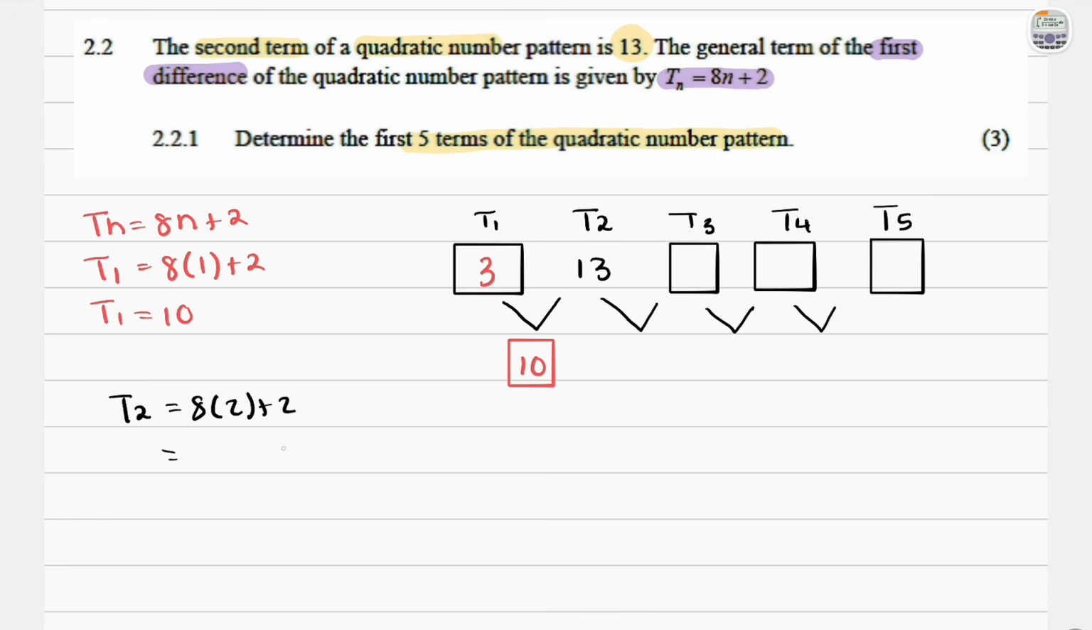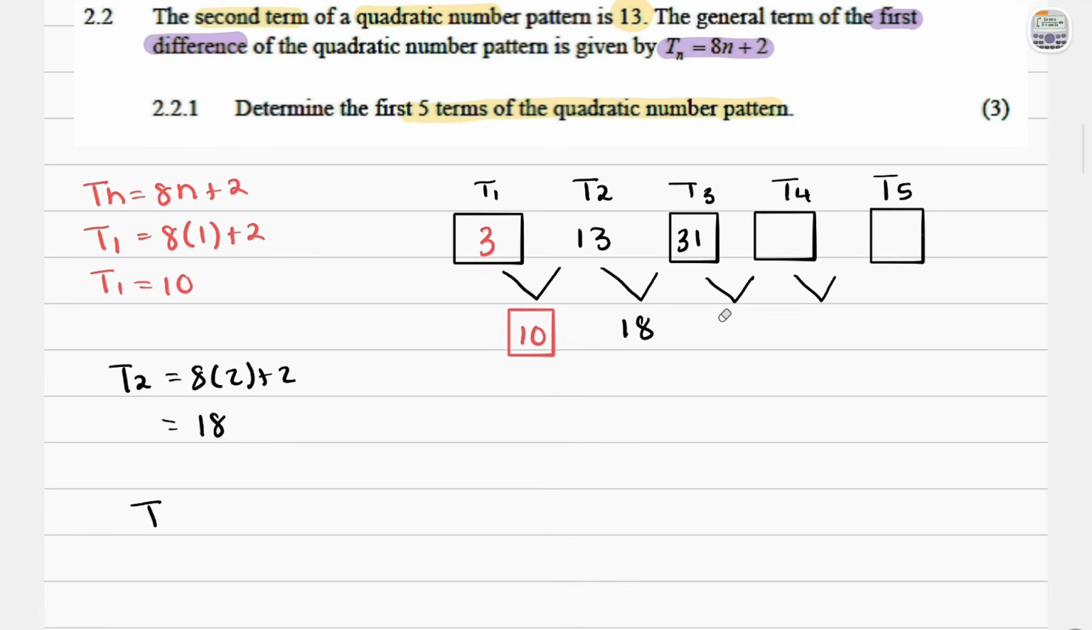So this is 16 plus 2, which is 18. And so we know now this is 18. 13 plus 18 is 31. Okay, so we have 31 over there. That's the third term. And we're just doing this to find the remaining terms. So find term 3 and term 4 in the first differences.